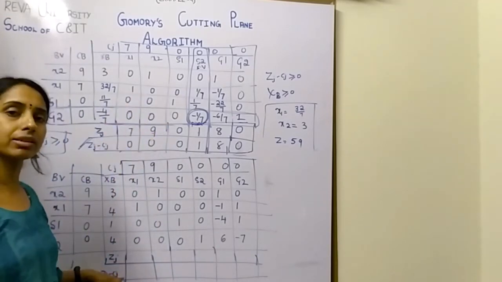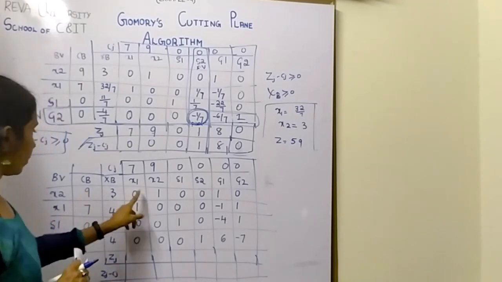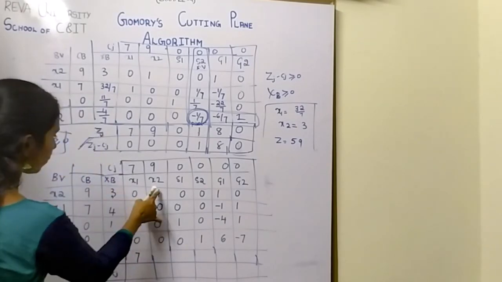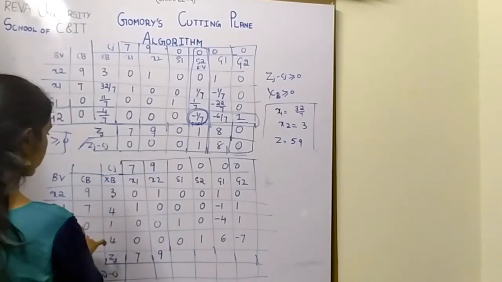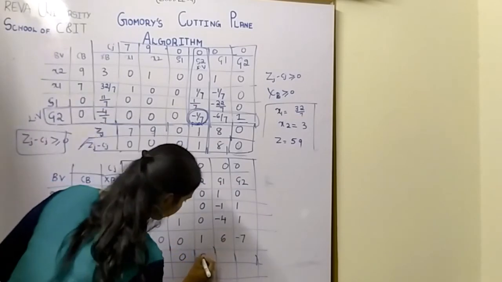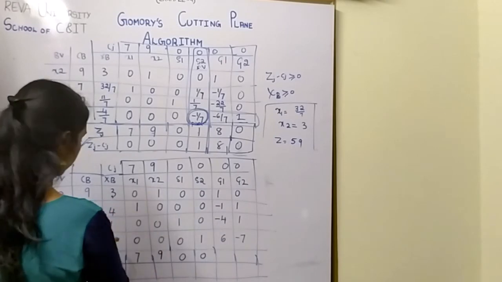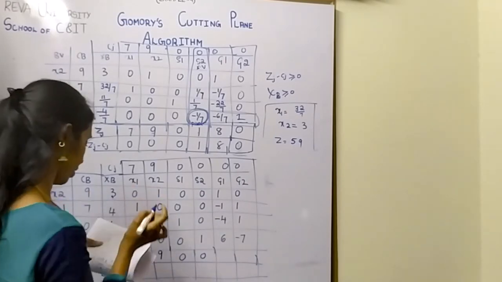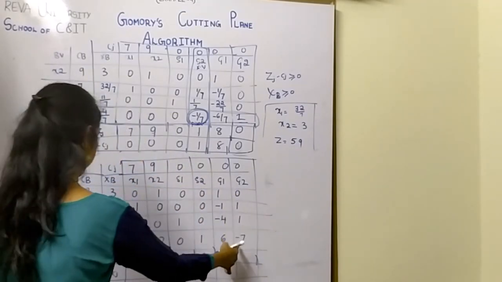Now what is the next task? You have to find out the Zj value. Zj value is equal to 9 into 0 plus 7 into 1. So we will get here 7. 9 into 1 plus this into this plus this into this, you will get 9 here. 0 into 0. So again here 0. And 1 into 0, you will get 0. 9 into 1 plus 7 into minus 1 plus these are zeros. So you will get 9 minus 7. So you will get 2 here.